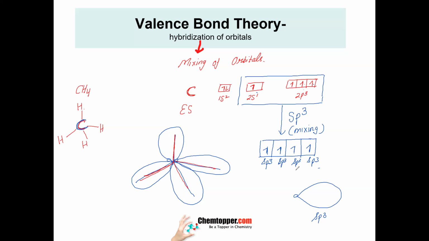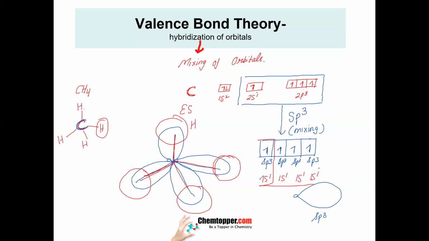And now your hydrogen will come. Hydrogen is 1s1, 1s1, 1s1, 1s1. It will start overlapping like this. This is hydrogen, this is hydrogen, this is hydrogen, this is hydrogen. See, 1s, because this one is not undergoing hybridization. It's a pure 1s orbital. So now they will overlap to make a chemical bond. This is the overlapping.